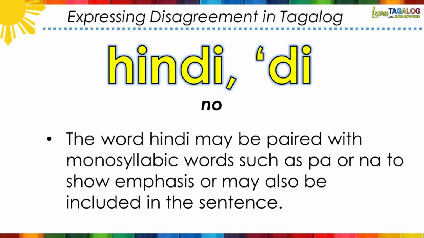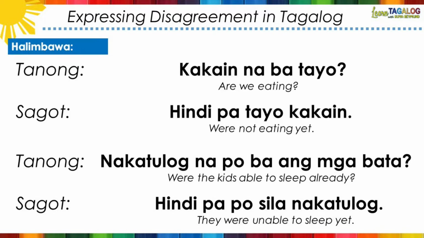The word hindi or de may be paired with the monosyllabic words such as pa or na to show emphasis, or also may be included in the sentence. Let us have the following examples. Kakain na ba tayo? Are we eating? And if the answer is no, that would be hindi pa tayo kakain.